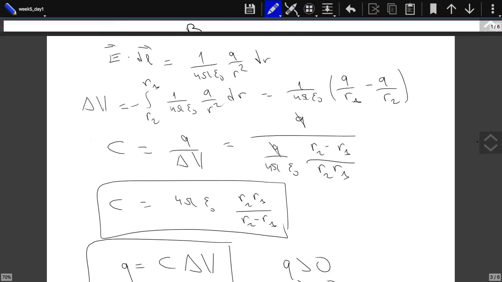So this is our spherical capacitor. And the capacitance. An atom as a capacitor. Well, you can imagine an atom as a capacitor. Does it store charge? Can you add charge to an atom? I mean, if you can add charge to your system, then that's a capacitor. It stores charge. It stores energy. That's the definition of a capacitor.